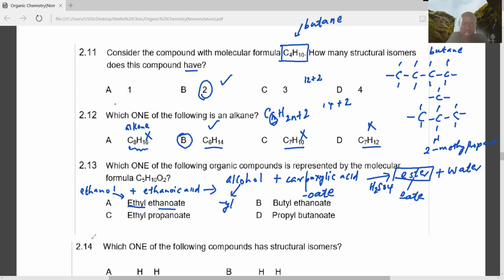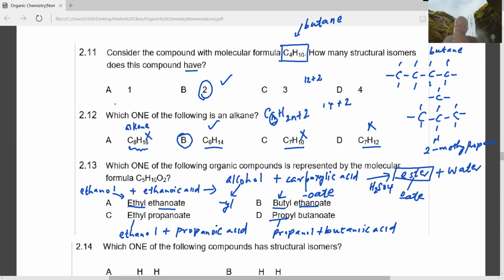For example, here, if we have ethyl, it means they've taken ethanol as an alcohol, then they combine with propanoic acid. So it means the "-oate" comes from a carboxylic acid. For example, propyl means they've used propanol as an alcohol, combined with butanoic acid. Butyl ethanoate is butanol and ethanoic acid. So we'll talk about this. But the answer here is number C.